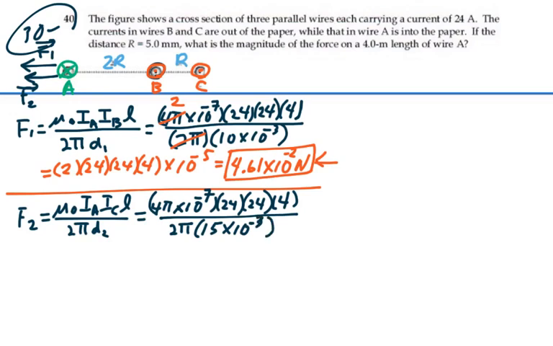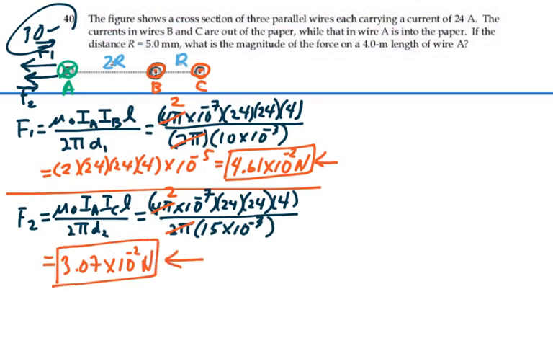So the 4 pi over the 2 pi will give us a 2, and let's just plug this into our calculator. 3.07 times 10 to the minus 2 newtons for this force, and that's also to the left. So these two forces are in the same direction. They are going to add.